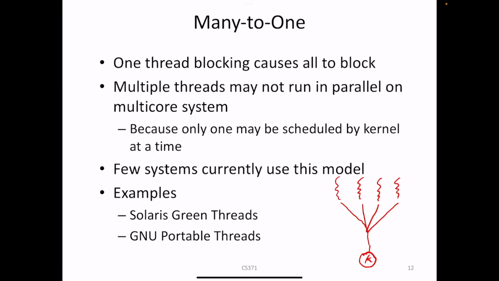Although those user threads can run alternately or concurrently, they can never run in parallel because those user threads only map to one kernel thread. Nowadays, only a few systems currently use this model, for example Solaris green threads and GNU portable threads. However, they are only used to exploit concurrency in multi-threading, but nothing more than that.